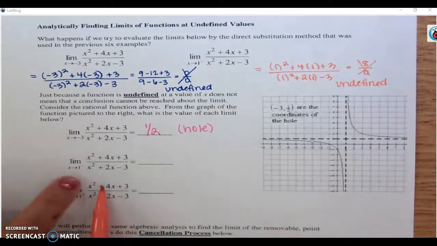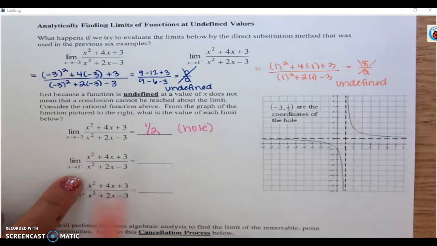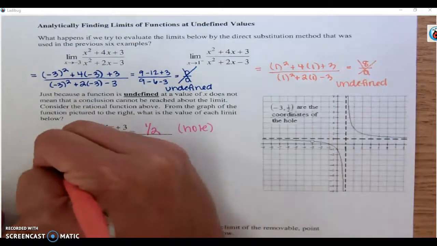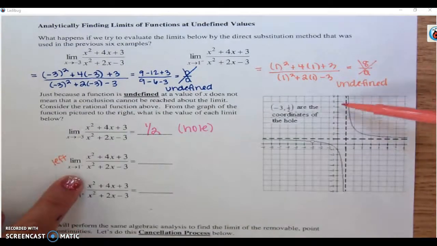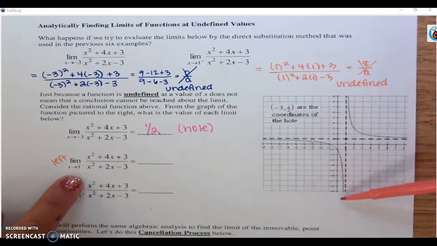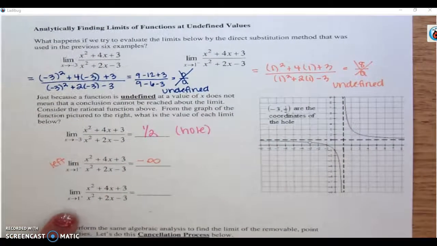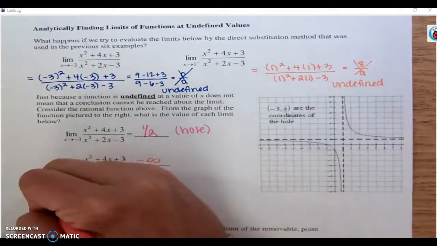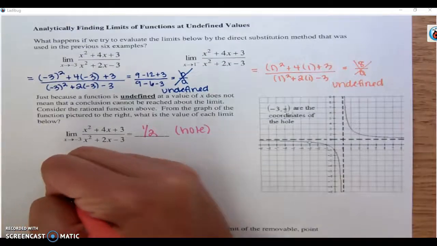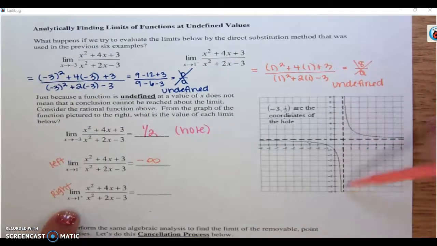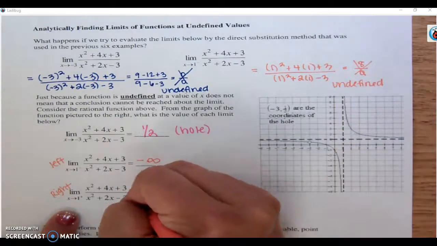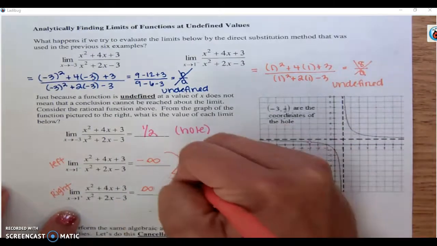And then down here, we want to do the limit as x approaches 1 from the left. At 1 here, we have a vertical asymptote. If we come in from the left, those y values are getting smaller and smaller, so it's approaching -infinity. And then this one says the limit as x approaches 1 from the right. We're still at 1, we still have the vertical asymptote, but if we come in from the right, it's getting bigger and bigger, so it's approaching infinity. So here we had a vertical asymptote.